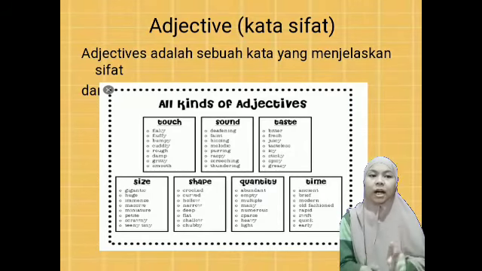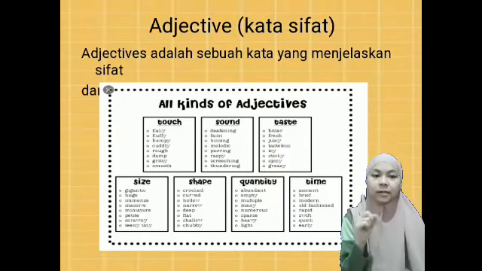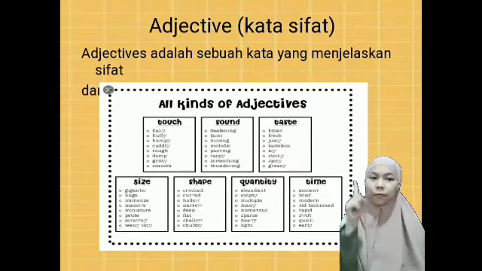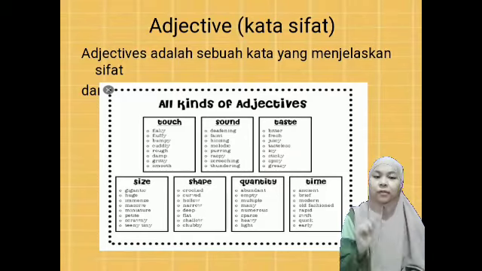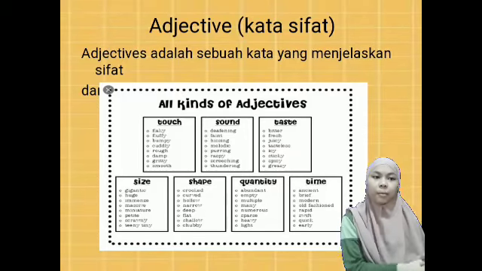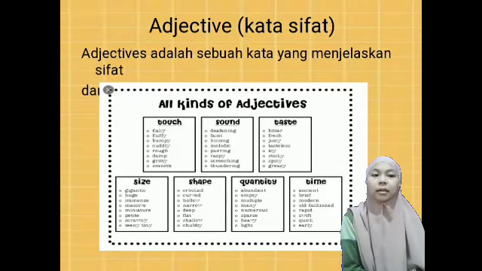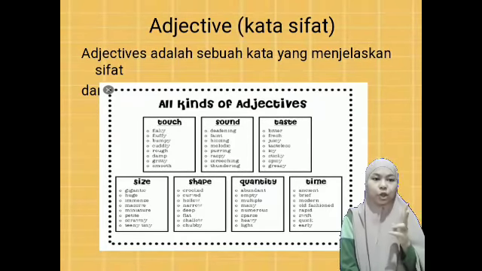So, here are all kinds of adjective. First is touch. So, for example, flaky and fluffy. And the next is sound. For example, deafening and faint. And taste. For example, bitter and French.